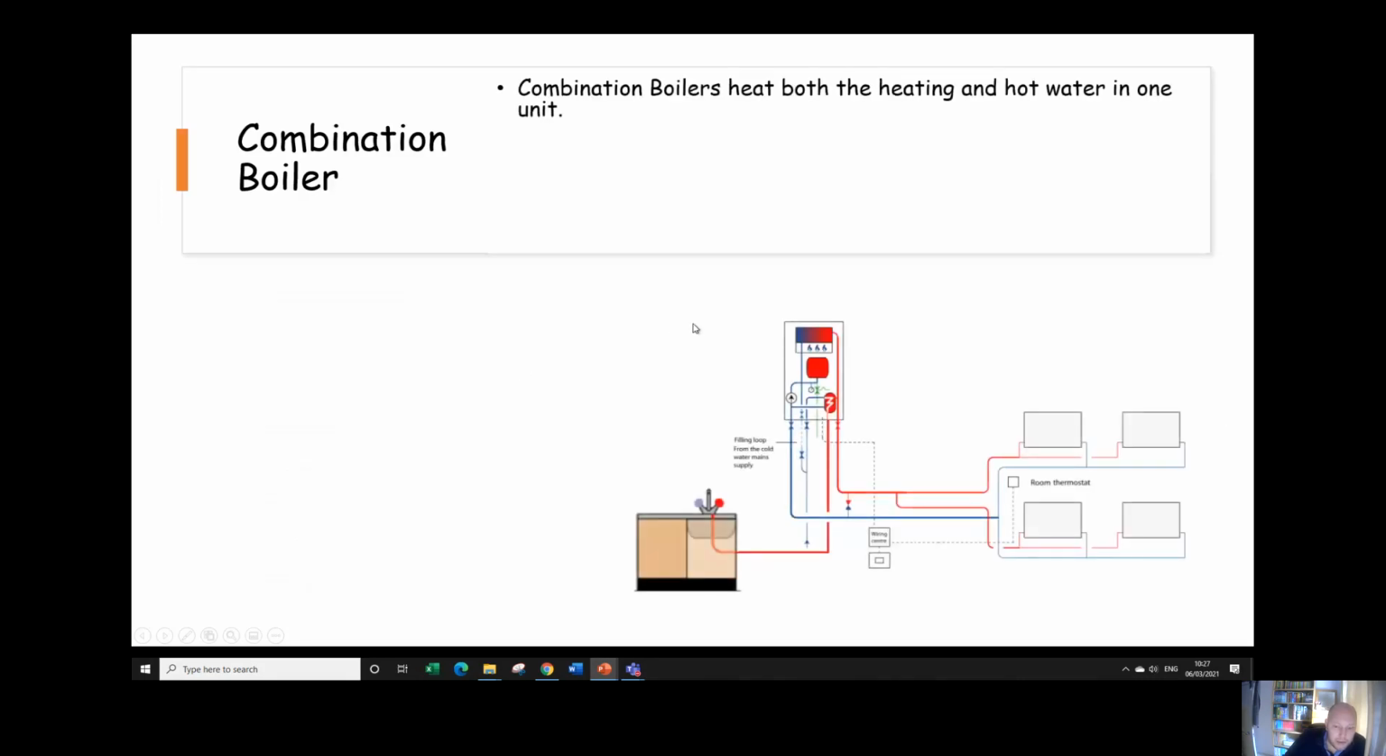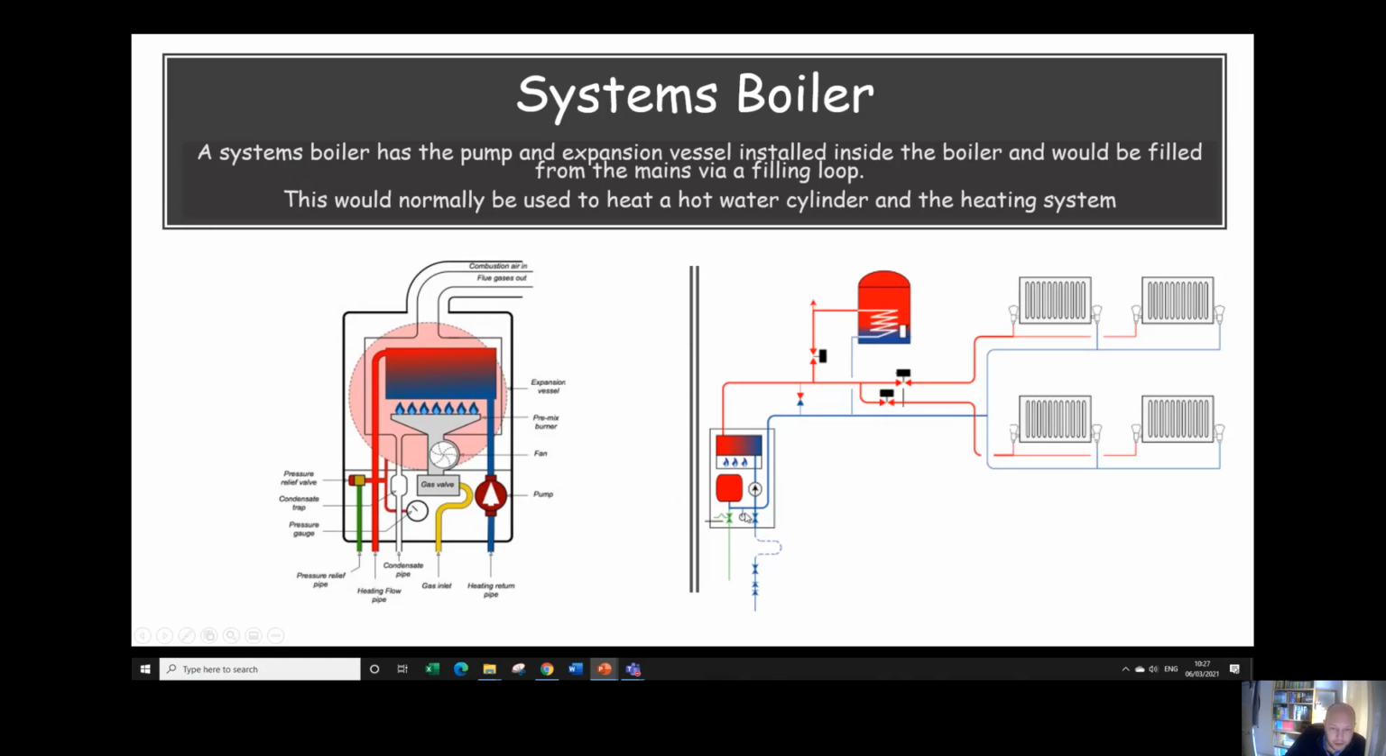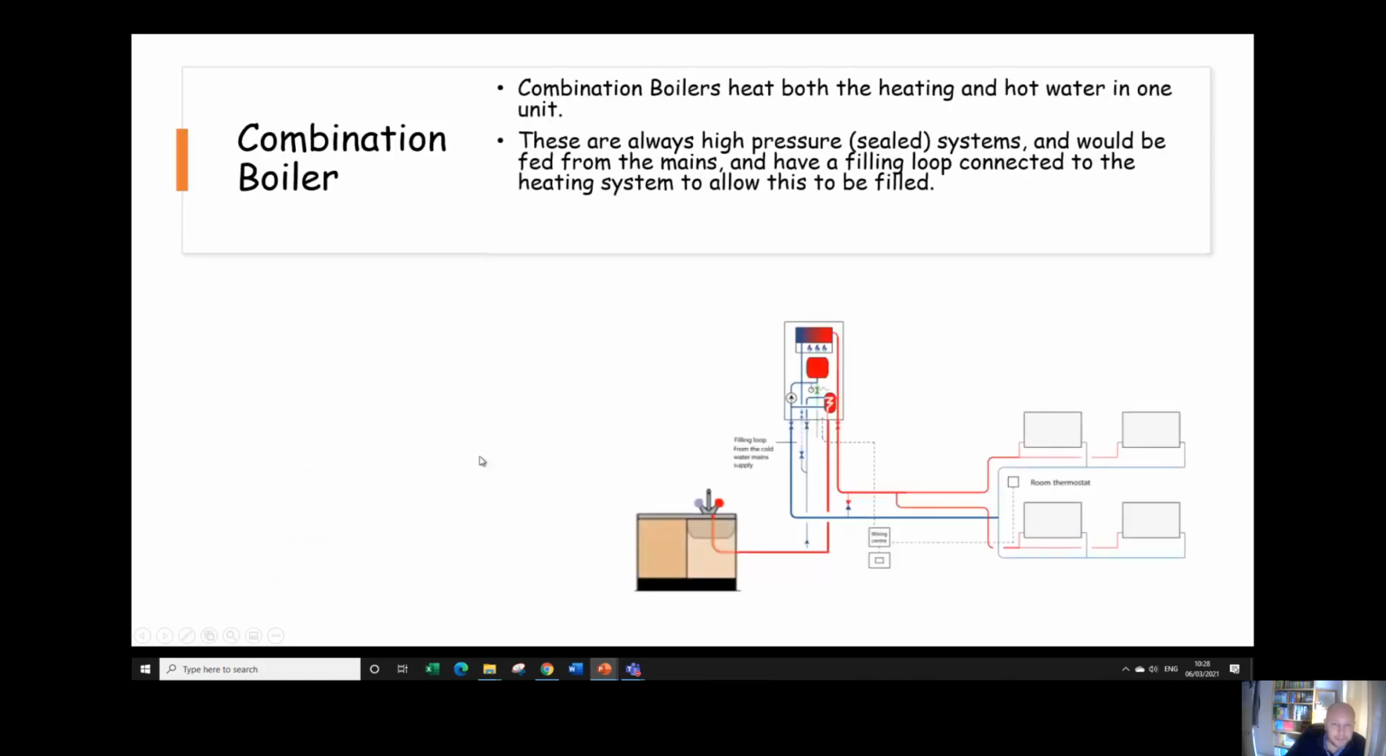A combi boiler, again, would be a sealed system. The heating side would be filled through a filling loop. Again, you can have the pump and the expansion vessel all fitted inside one unit. But the key difference between the combination boiler and the system boiler is that the combination boiler heats the hot water inside the boiler itself, the hot water that's going to be delivered to the taps, whereas the system boiler is like the traditional boiler in that it would have a separate hot water cylinder in which the water would be heated.